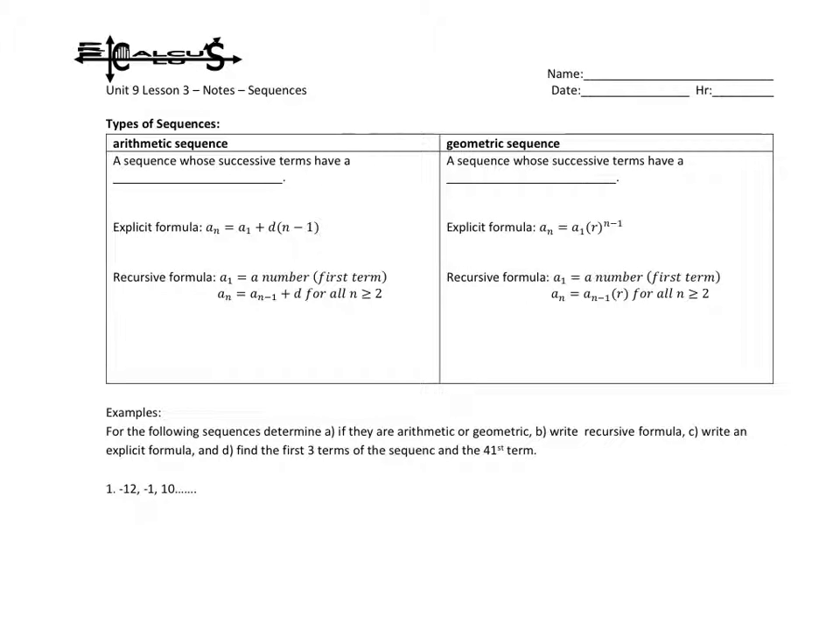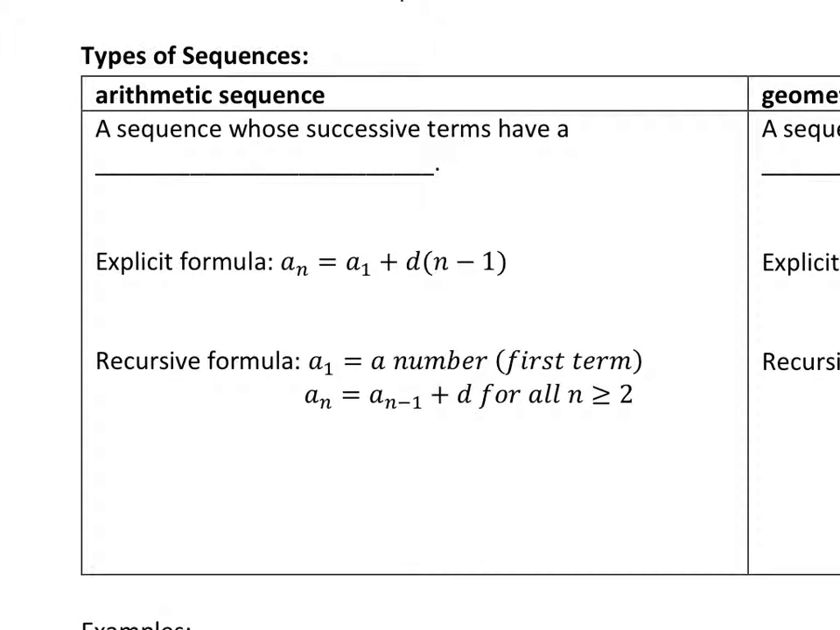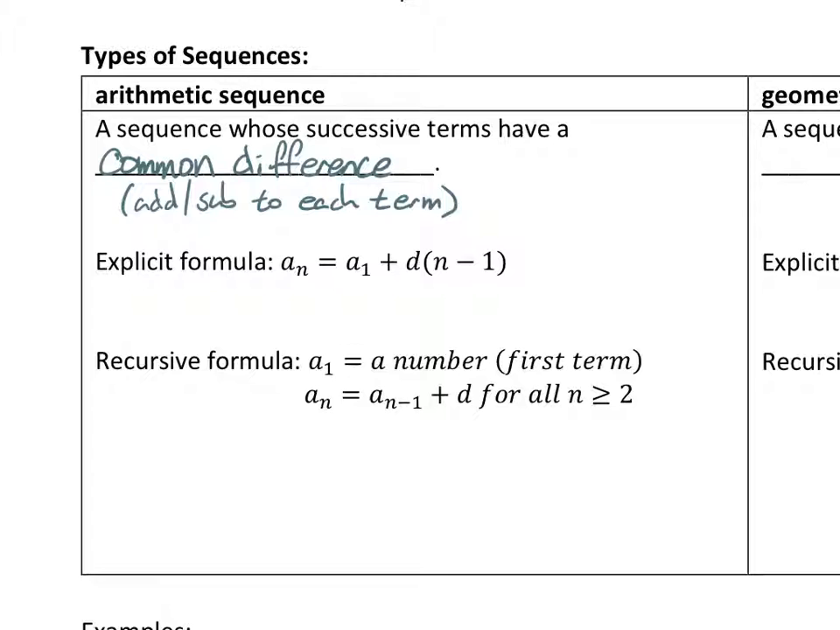Okay, so we have 2 types of sequences. We have arithmetic and geometric sequences. So let's focus on this one first. An arithmetic sequence is a sequence whose successive terms, so all the terms that come next, have a common difference. Okay, so something that we're adding or subtracting to each term. So add, subtract to each term. That's how you know it's arithmetic.